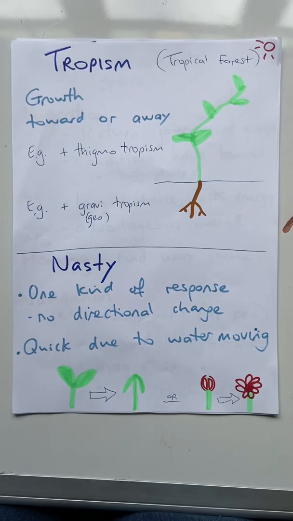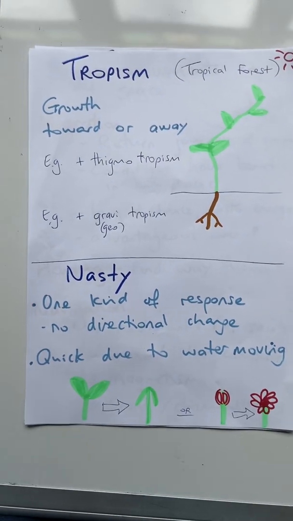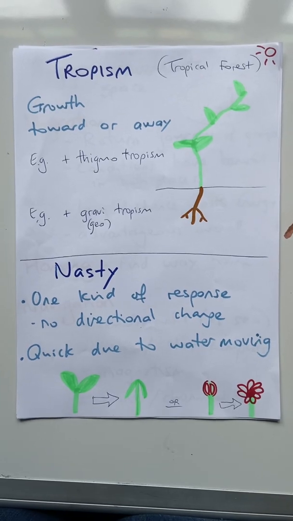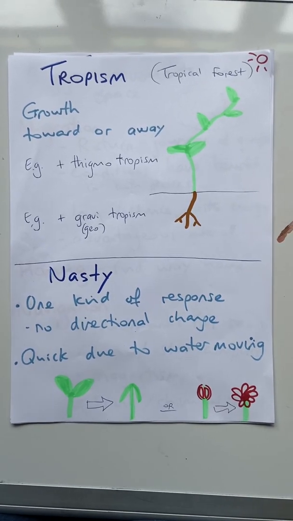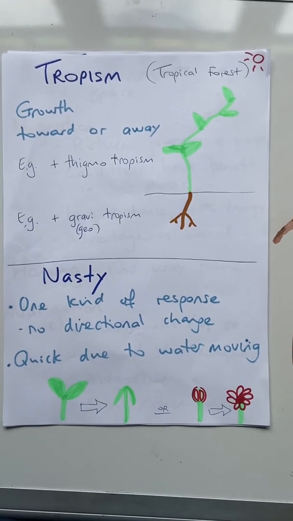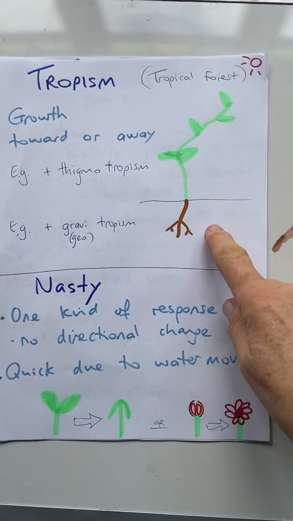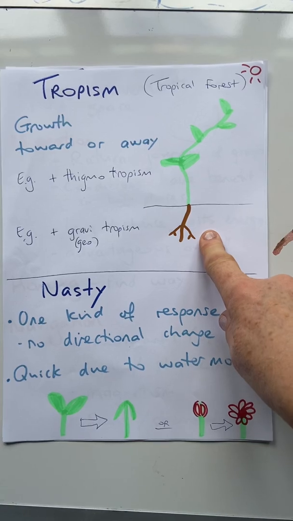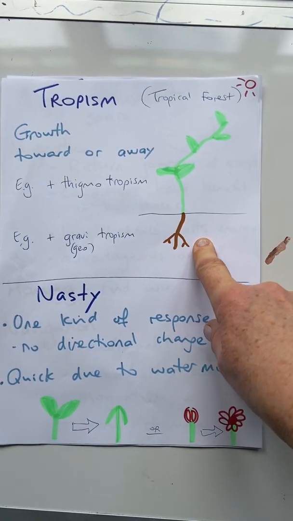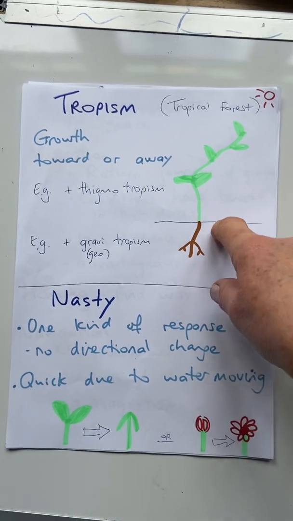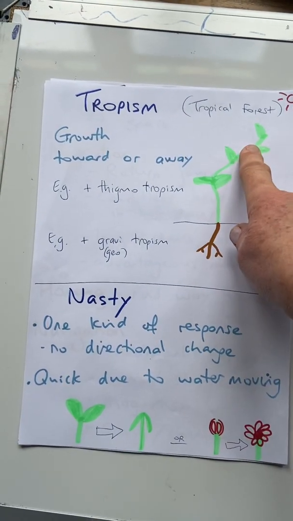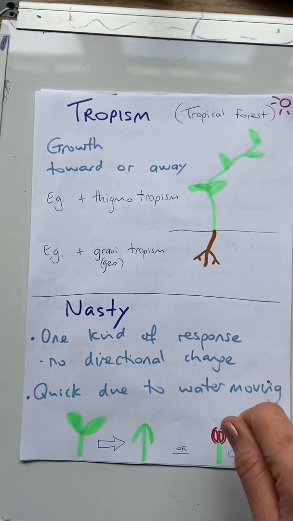I have an example of thigmotropism that I'll show you on my next video with a plant in my house. So thigmo is touch, so it can grow towards something it touches. They might grow away from something they touch. That would be negative thigmotropism. The roots will tend to do positive gravitropism. Now with gravitropism, you want to make sure that you remember that towards gravity, so downwards, is positive, and away from gravity, going upwards, would be negative gravitropism.